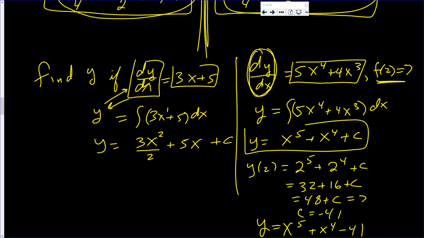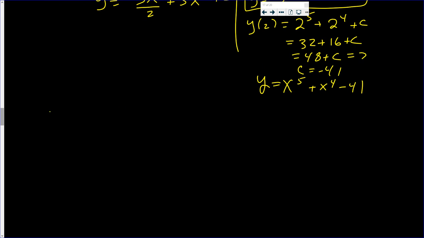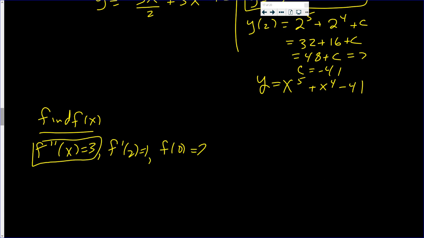Let us do 2 more problems. New type. The problem is to find f of x, and you're told that f prime of 2 is 1, and say f of 0 is 7. Well, if I undo taking the derivative there, I would get f prime of x. If I undo the derivative on the right side, I'll get 3x plus a constant.